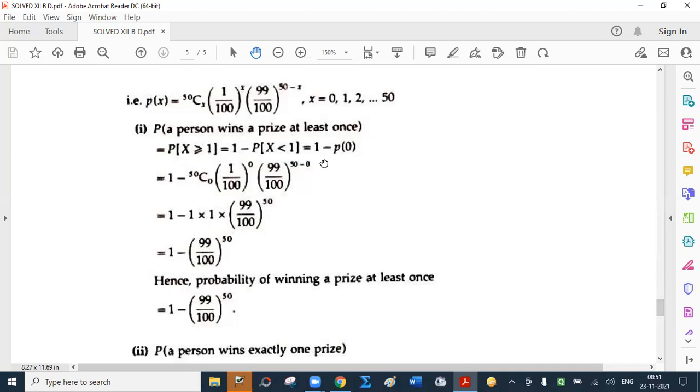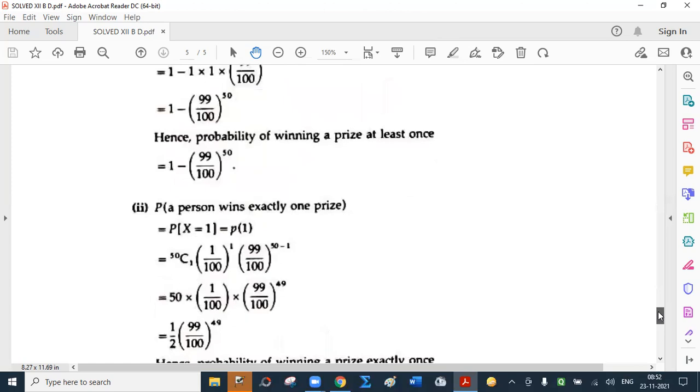So it is 1 minus P of x less than 1, that is 1 minus P of 0. Now P of 0 is 50C0, which is 1. Don't waste time in finding this using 50 factorial upon. Directly write 1. 1 upon 100 raised to 0, 1. 99 upon 100 raised to 50. So this is the required answer. 1 minus 50th power of 99 by 100.